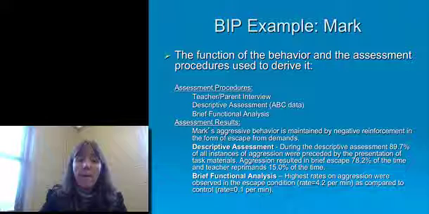And it says it's escape from demands. The descriptive assessment gives 89% of the instances were preceded by the presentation of task materials. That's pretty confidence boosting. And 78% of the time, their aggression resulted in brief escape. And the brief functional analysis confirmed that.